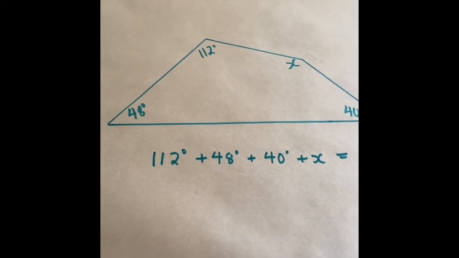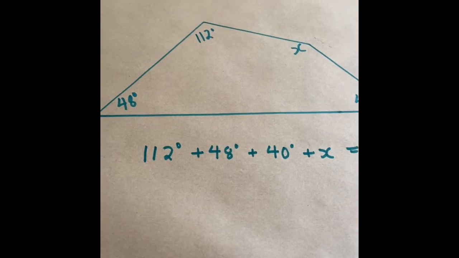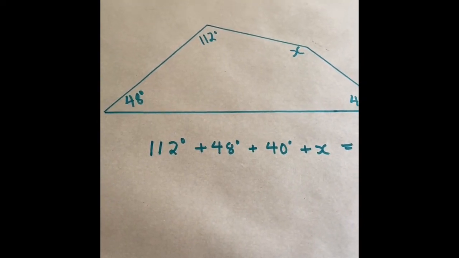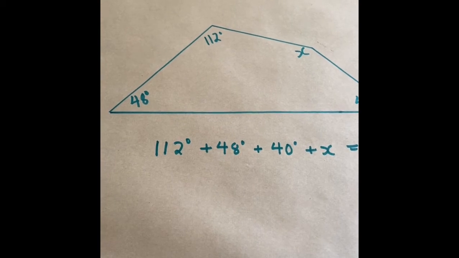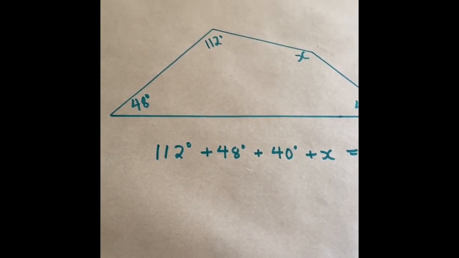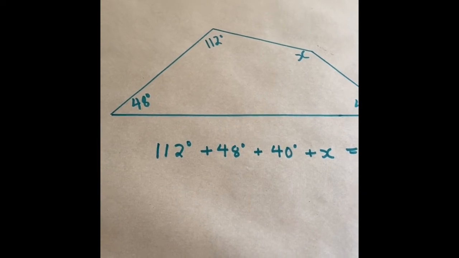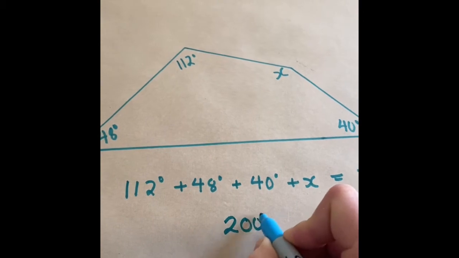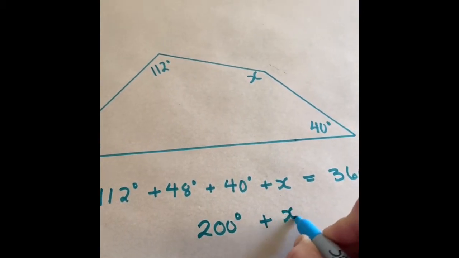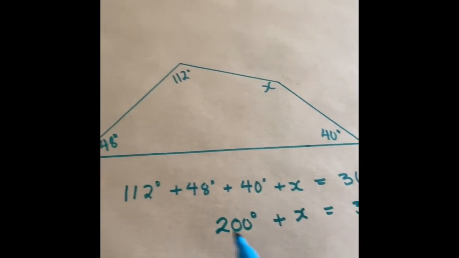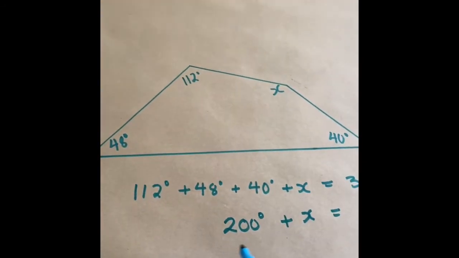So 112 plus 48, I'm going to do some mental math here. 112 plus 48 is 100 and, oh my goodness, I need my husband to help me, 160. And 160 plus 40 is 200. If I made a mistake, you can make a comment in the YouTube comments. So I know that all three of those angles add up to 200 degrees.